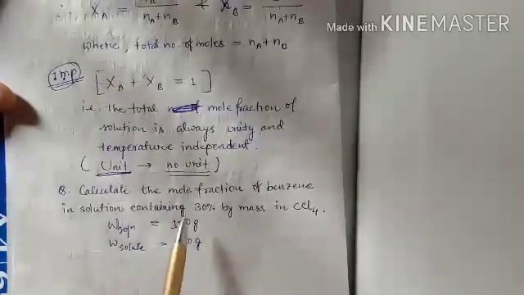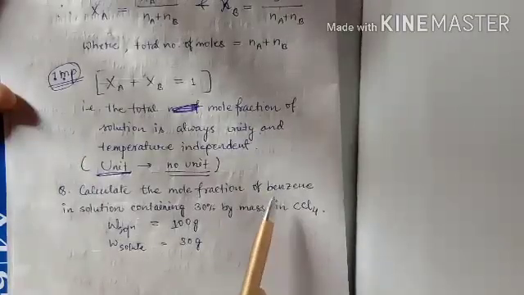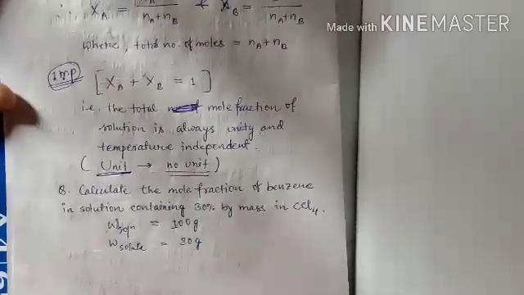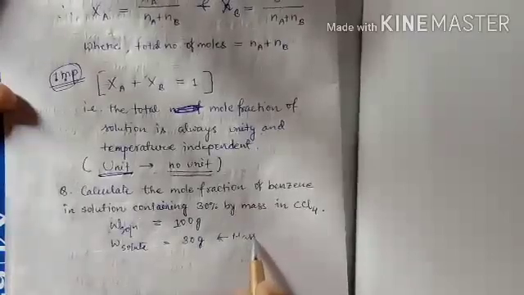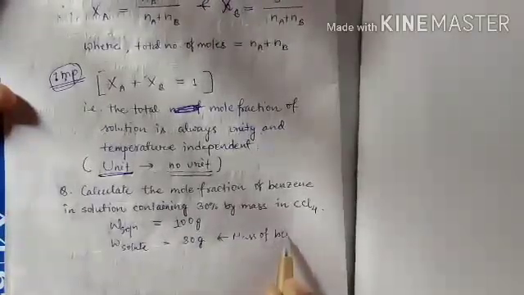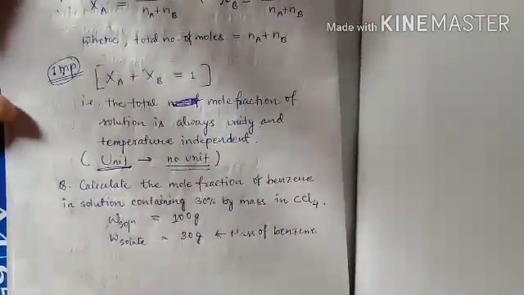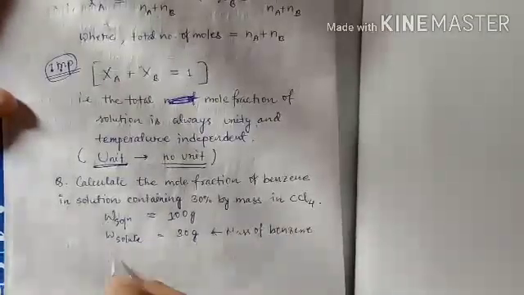Okay, so the mole fraction of benzene in carbon tetrachloride solution. That means in this question, benzene is the solute and carbon tetrachloride is the solvent. This is the mass of the benzene. So we have to find the mass of the solvent, that means the mass of the carbon tetrachloride.